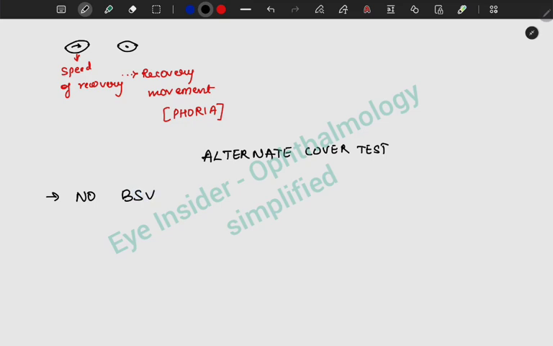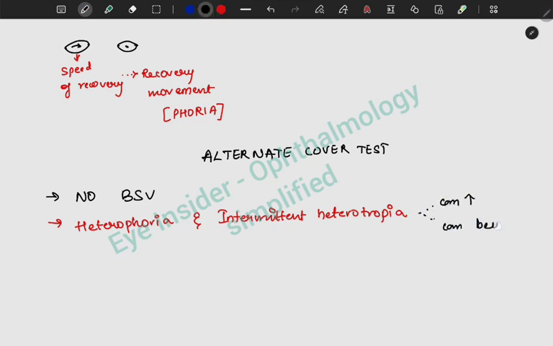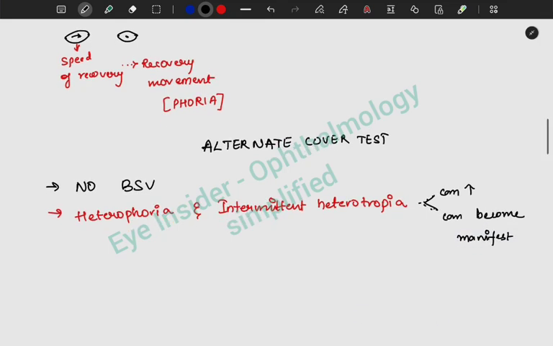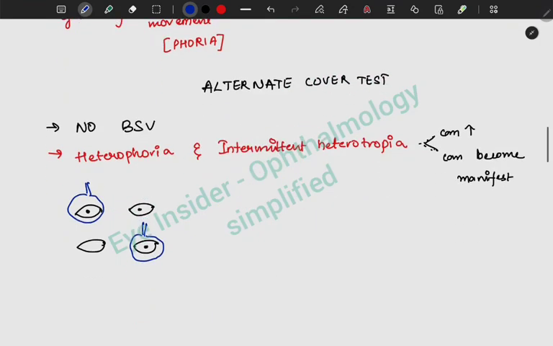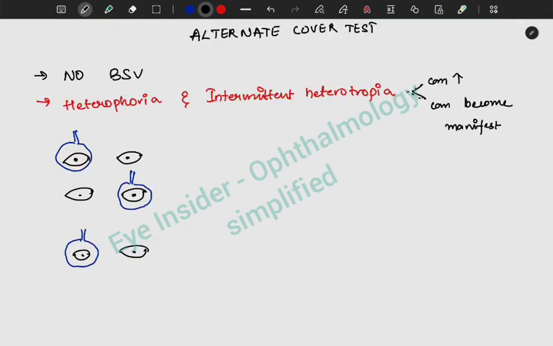So in this test, we are abolishing binocular single vision. So it will reveal the heterophoria, that is latent squint, and intermittent heterotropia. It will either increase or it can become manifest when we do this alternate cover test. So how do we do this test? We quickly cover the eye one after the other so that there is no binocularity being established, and at the end we remove the cover so that binocularity occurs.